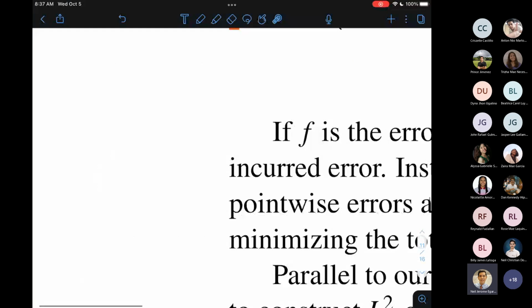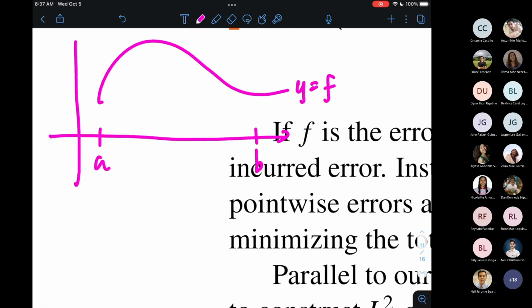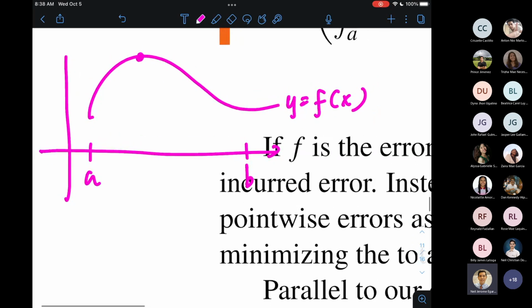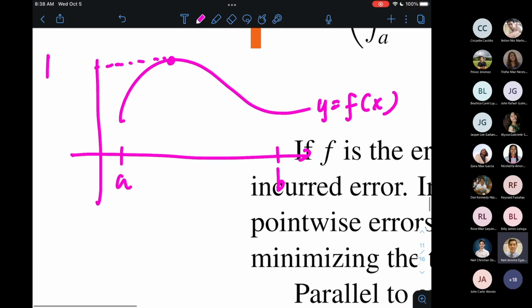Remember, if I have a function f of x, ito si f of x on the interval [a,b], okay? Yung L infinity norm ni f of x is just the supremum of the function values. So ibig sabihin yung pinakamataas na absolute value ng function value ni f over the interval [a,b], that's gonna be the L infinity norm. So in this case, ito yung L infinity norm ni f kasi siya yung function value na may pinakamalaking absolute value.